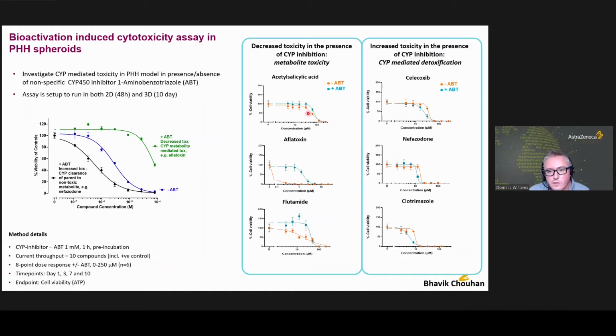We're able to go through our bank of DILI positive compounds and look for where we see this disparity. So for some compounds, we see a decreased toxicity in the presence of cytochrome P450 inhibition, and for some compounds, we see increased toxicity in the presence of cytochrome P450 inhibition. So it allows us to look at risk when we both have CYPs active versus inactive.